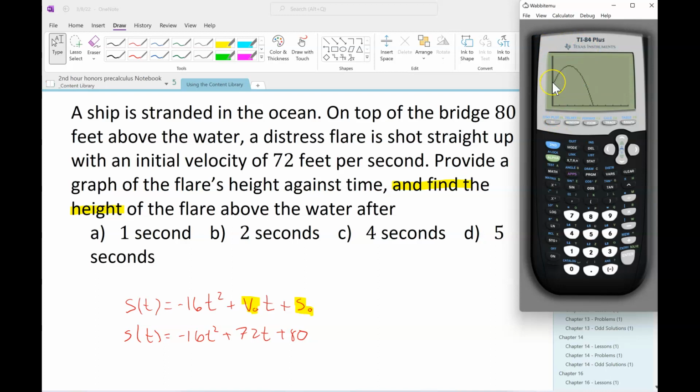So there's that. Everybody's okay? If I want the values at, or the heights of the flare at 1, 2, 4, and 5 seconds, I'm just going to press second and graph and look at the table. So at 1 second, it's 136. At 2 seconds, it's 160. At 4 seconds, it's 112. And at 5 seconds, it's 40. And I just read that right off the table.